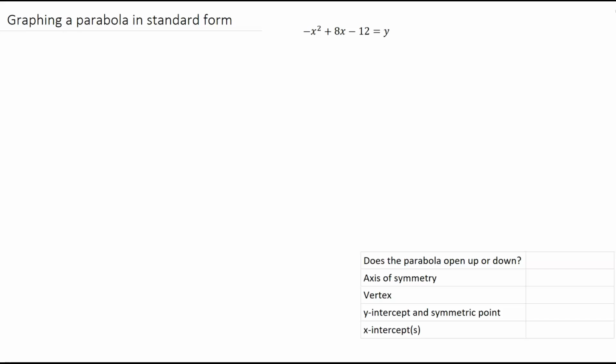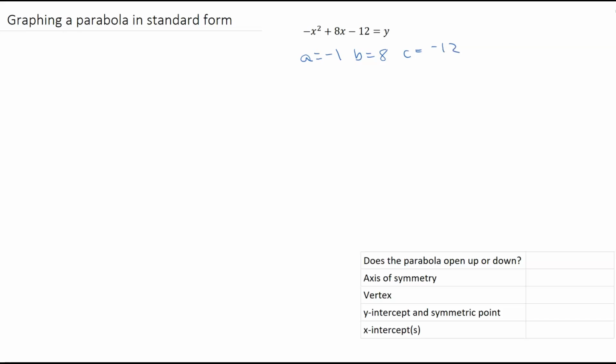In this video, I'll do an example of graphing a parabola in standard form. The parabola I'm going to graph is negative x squared plus 8x minus 12 equals y. With this parabola, a equals negative 1, b equals 8, and c equals negative 12.